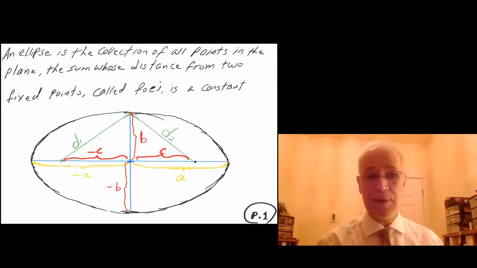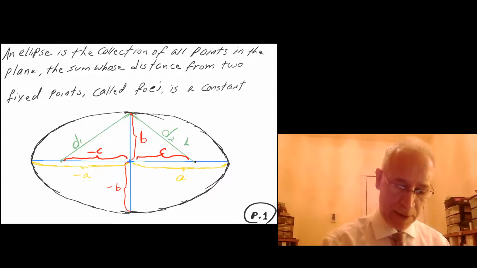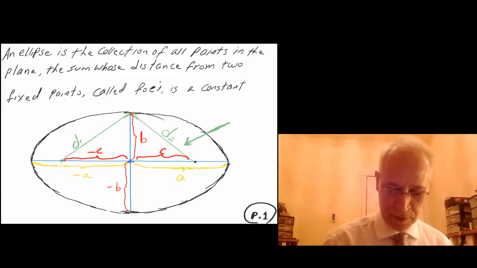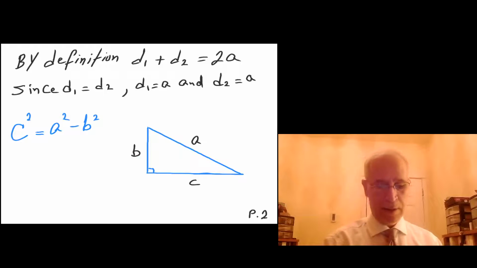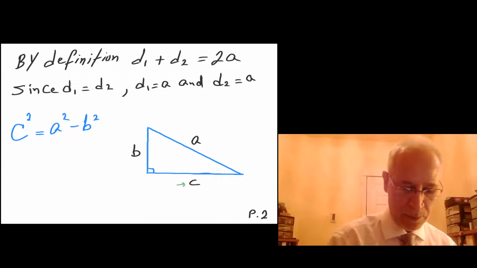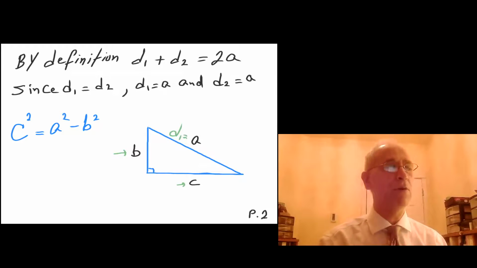Now I don't have room, so let me take this triangle outside of this ellipse and just look at that, going to the next page, page 2. This part right here was called C, and this part was called B. And this part right here, I had it as D or D1. But look, by the definition, D1 plus D2 equals 2A.